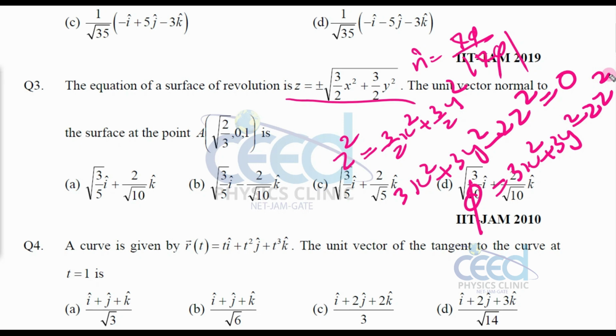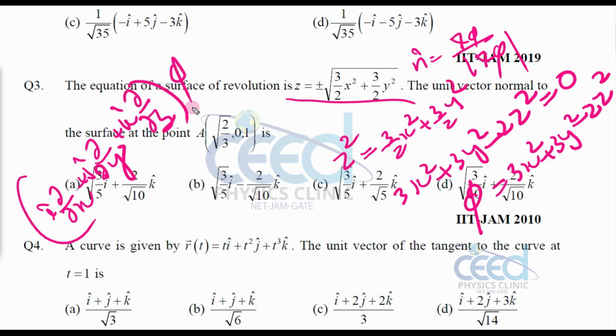Now let us calculate this unit vector, right? We need to find the unit vector normal to the surface at the point. So let me calculate this del phi, that is I cap dou by dou x plus J cap dou by dou y plus K cap dou by dou z of this function phi. Let me substitute phi here, that is 3x square plus 3y square minus 2z square. So that is equal to 6x I cap.